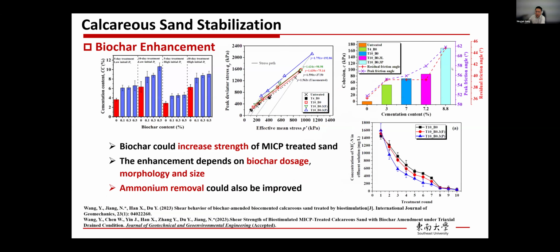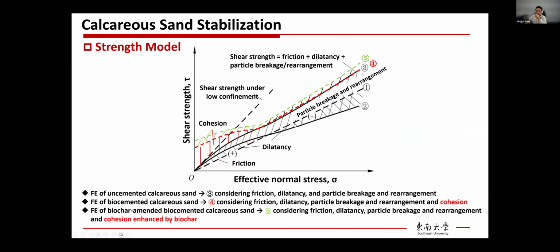So as we can see here, for the residual friction angle, the red one, it can also improve it compared with the MICP treated sample without biochar. For this one, we guess that's mainly because of the function of biochar to modify the sand surface. So it increases the friction between the sand particles. So that's why we see the failure envelope move upward a little bit. Okay, so that's the framework we proposed.